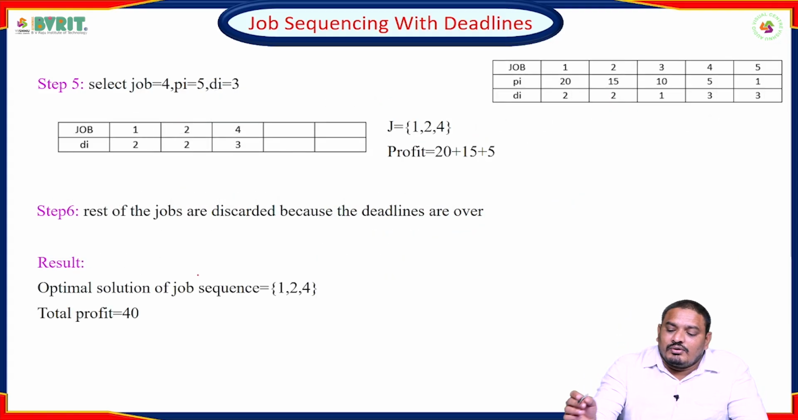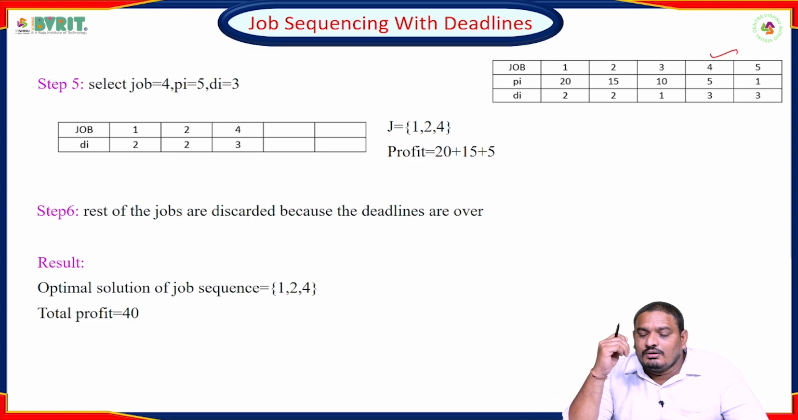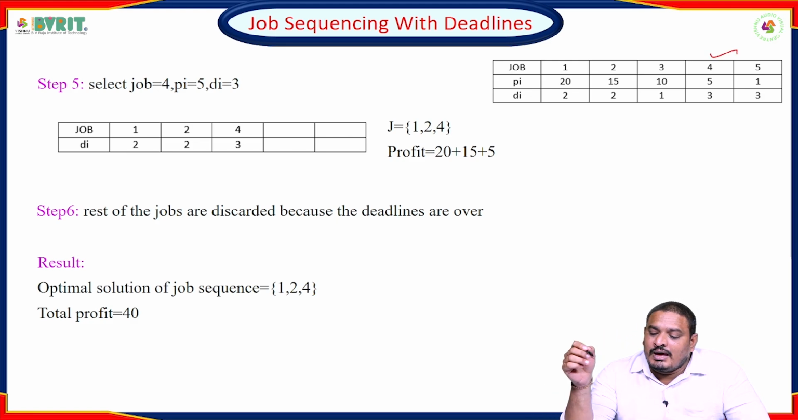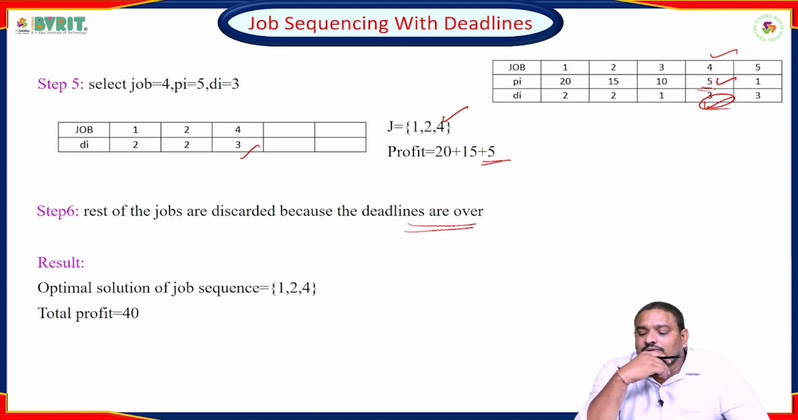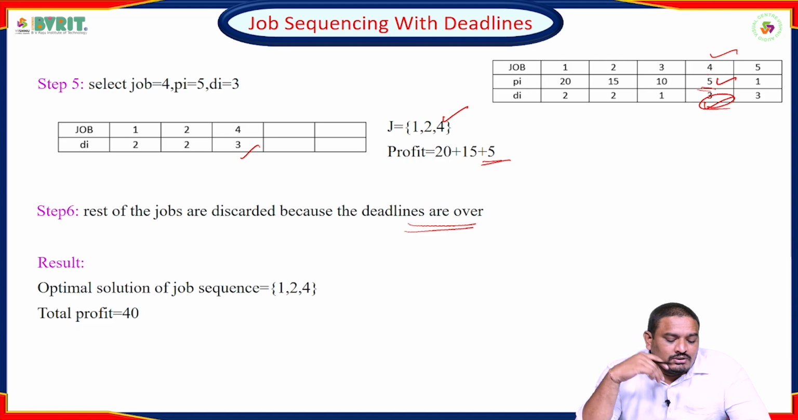Next we can select the fourth job. The fourth job has deadline 3 and profit 5. Job 4 is completed, and the profit is 20 plus 15 plus 5. The rest of the jobs are discarded because their deadlines are already over. So we find the optimal solution of the job sequence is 1, 2, 4.